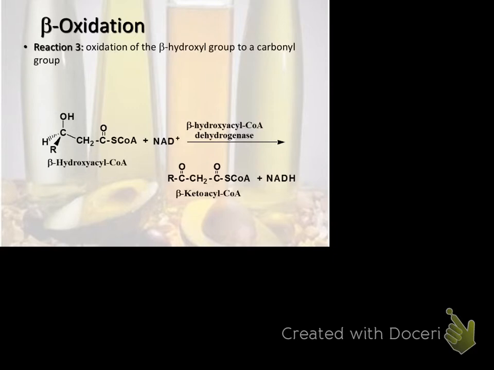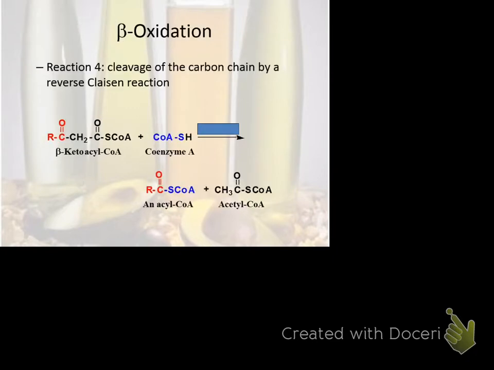So there was oxidation, then hydration, oxidation once again, then cleavage to form the acetyl-CoA product, and to be ready to go to the next step. Okay? Unless, of course, you're down to 4 carbons and you get 2 acetyl-CoAs as your product.